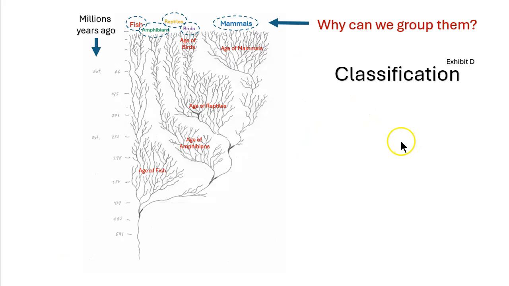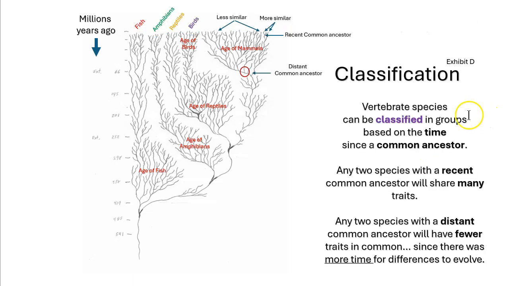Now let's move on to another category of evidence for Darwin, and that was classification or groupishness. So here we see our 5 vertebrate classes. Why is it that we can group these species based on similarities? The idea is that vertebrate species can be classified in groups based on the time since a common ancestor.